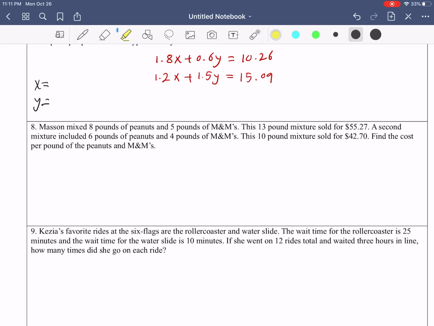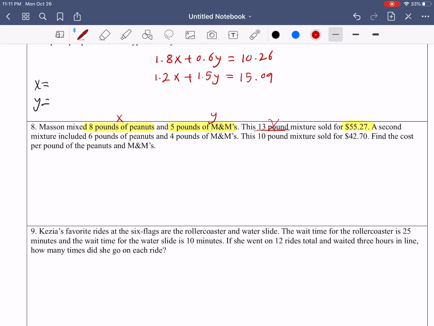Mason mixed 8 pounds of peanuts and 5 pounds of M&Ms. So 8 plus 5, this 13 pounds mixture sold for how much? 55.27. This 13 pound is a fake. They just put that here to confuse you. So peanuts is X, M&M is going to be Y.